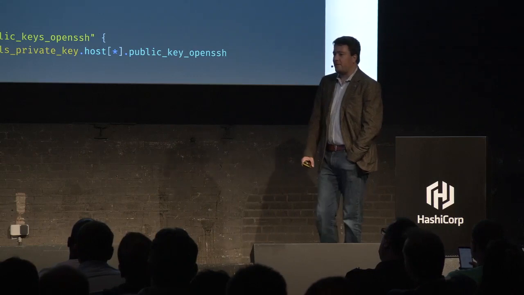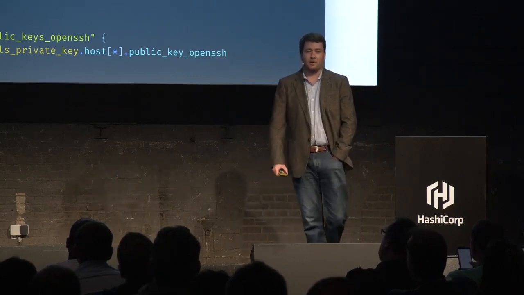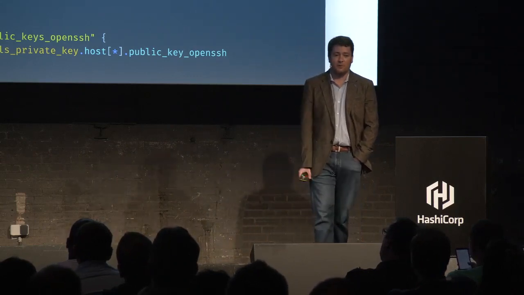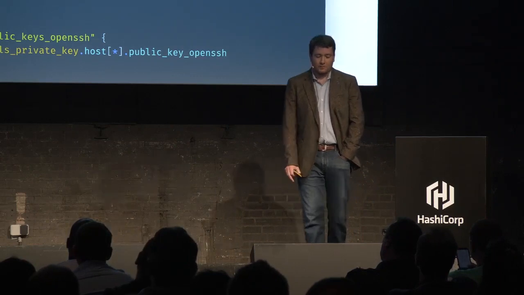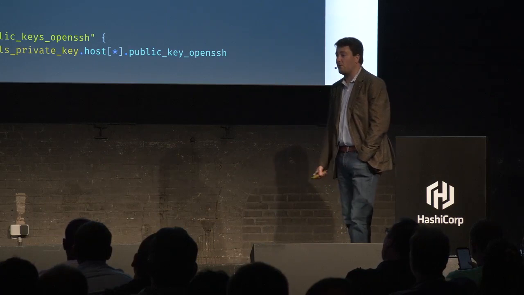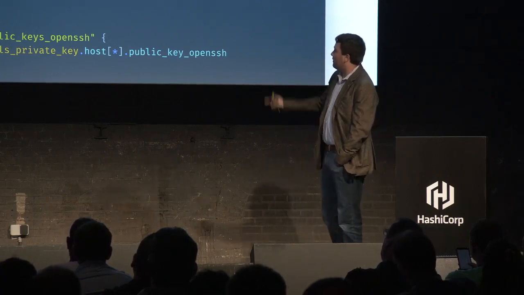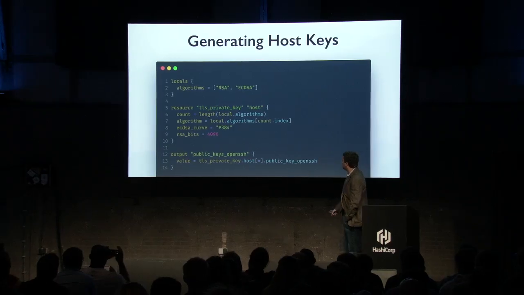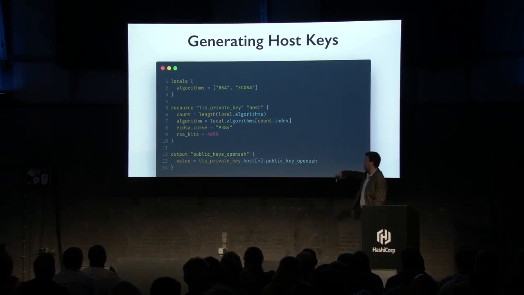So we can generate some SSH keys using the TLS provider. Turns out private keys are private keys regardless of what format you put them in. So we can generate one for RSA and one for ECDSA, which are the 2 commonly used key formats, using the private key resource. And then one of the attributes on that resource is the OpenSSH formatted public key.